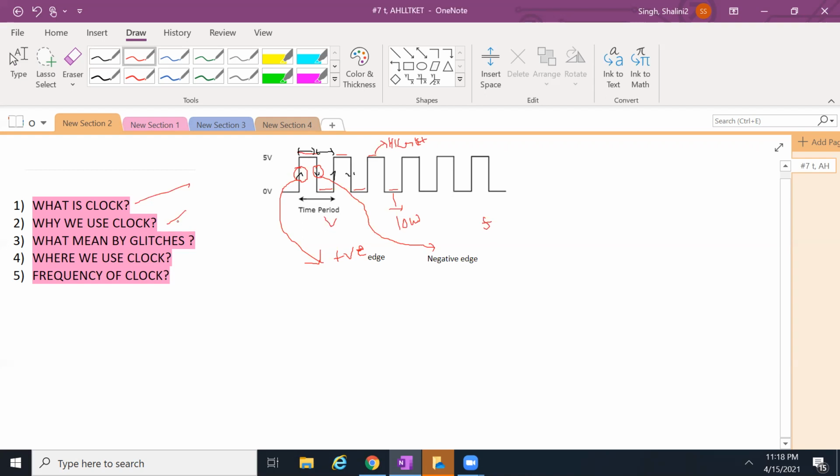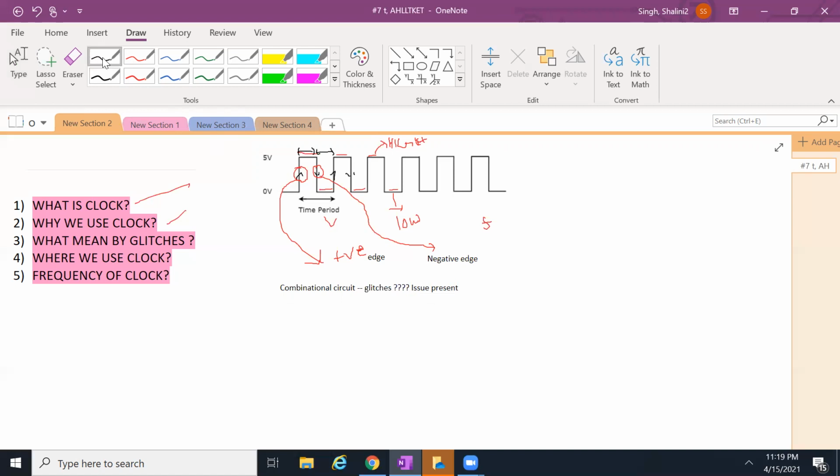Now the second one is, why do we use a clock? In our combinational circuit there are some disadvantages. Generally we deal with glitches. These are the issues present in the combinational circuit. So why do these glitches come? We'll see.